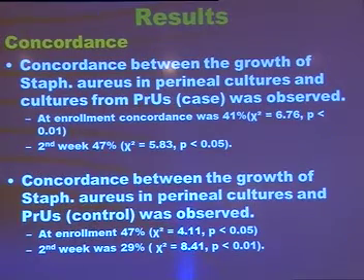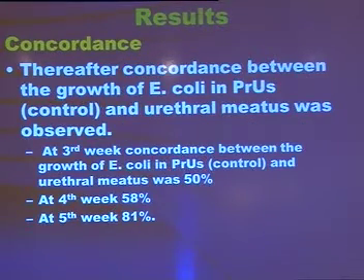So there was a concordance between the growth of Staph aureus in the perineal cultures and cultures from the pressure ulcer cases. At enrollment it was 41%, and by the second week it was 47%. The concordance between the growth of Staph aureus and perineal cultures in the control was observed at enrollment at 47%, and by the second week 29%. But thereafter, concordance between the growth of E. coli in control and urethral cultures was observed, not in the pressure ulcer cases.